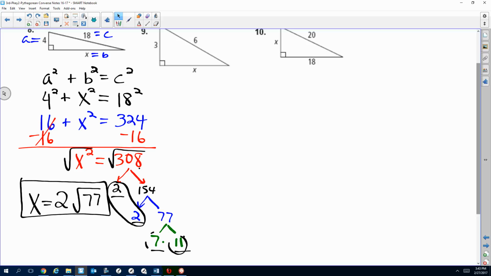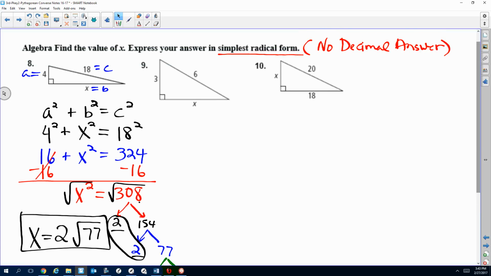First, you always start off with your Pythagorean theorem. So we're just going to substitute. Instead of a, we've got our 3 squared plus x squared equals 6 squared. And then we've got 9 plus x squared equals 36. And now we have to solve for x. So try that.